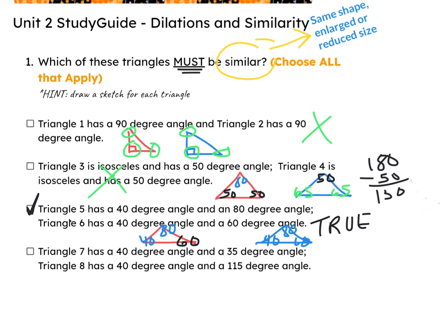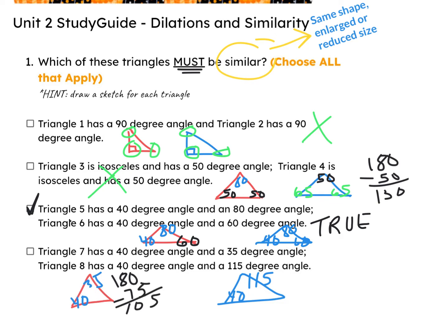Triangle 7 has a 40-degree angle and a 35-degree angle. So I'm going to go 40 and 35. And then triangle 8 has a 40-degree angle and a 115-degree angle. So 40 plus 35 is 75. So over here I have to do 180 minus 75 to see what that leftover angle would be. And that would be 105. I don't think this one is going to work out.